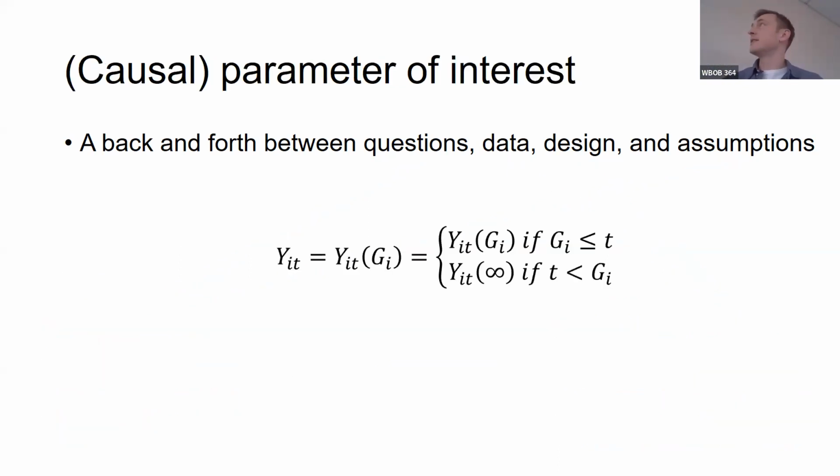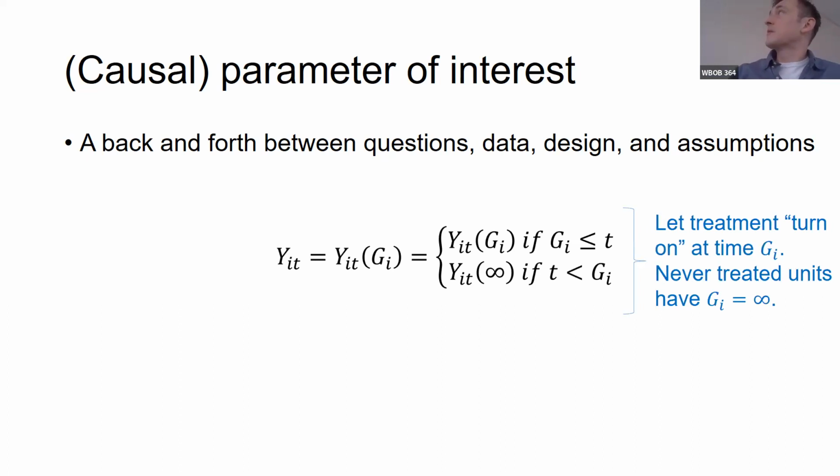So now we've got to get a little more detailed. Because we're going to be talking about staggered timing, I'm going to show you some potential outcomes notation. That might seem slightly more complicated than you're used to. Normally Y1 is the outcome under treatment and Y0 is the outcome under the control condition. But I'm going to use slightly different notation.